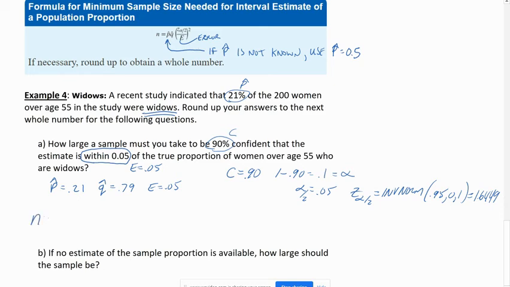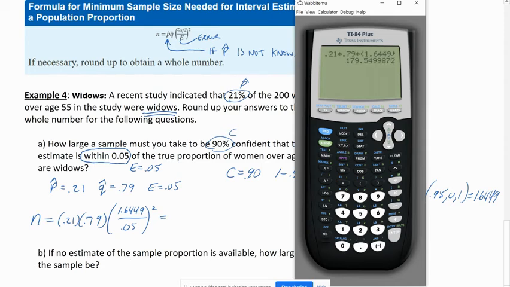So to calculate the minimum sample size, we're going to have p hat, which is 0.21, times q hat, which is 0.79. Then we're going to multiply z, our z value was 1.6449 over 0.05. We're going to square that. So that is 0.21 times 0.79 times parentheses 1.6449 divided by 0.05, close the parentheses, square it, and enter, and that gives us 179.55.